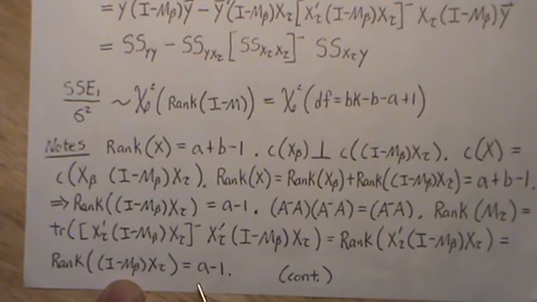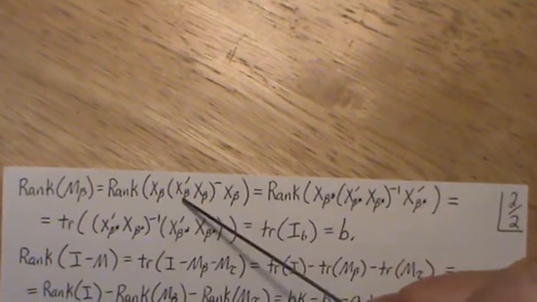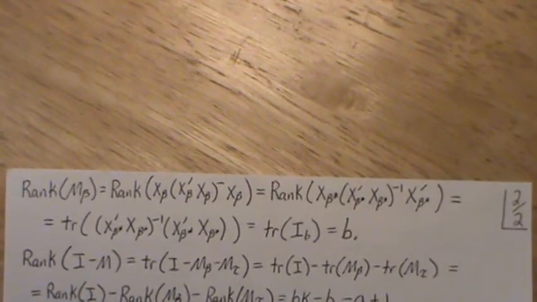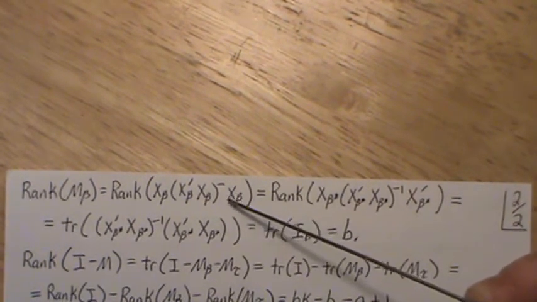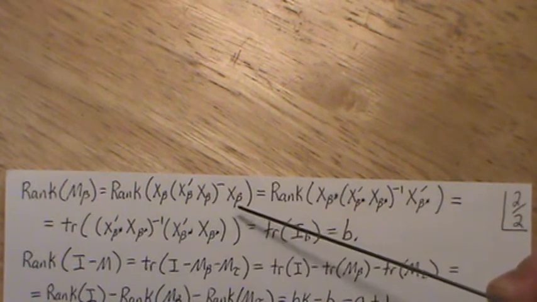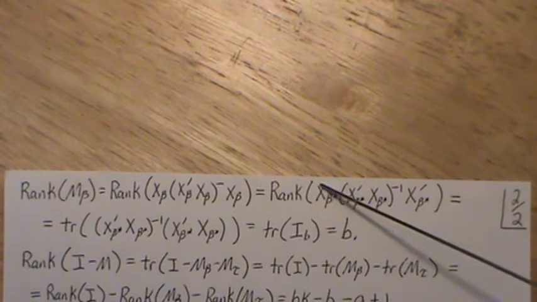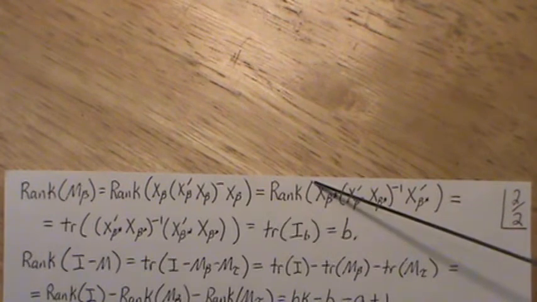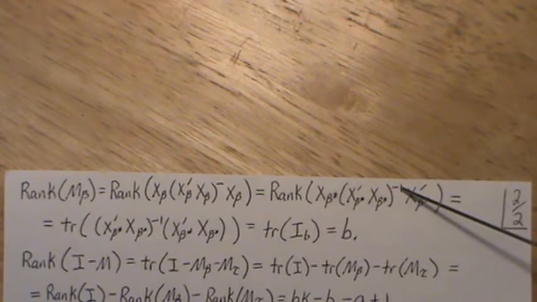So the rank of M tau is a minus 1. Now the rank of M beta is the rank of this, which is a perpendicular projection matrix. But this X beta has an extra column of 1s, which makes it not full column rank, which is why we have to take the generalized inverse. But the column space of X beta is equal to the column space of X beta star. And this is 100% the same, except it doesn't have that column of 1s. But then when we take X transpose X, it's full column rank, so we can take the inverse.